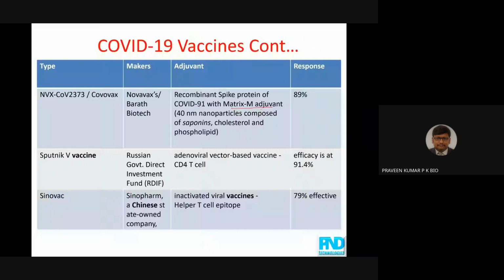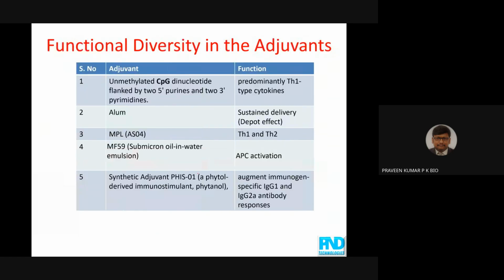What is Matrix-M? It is a 40 nanometer nanoparticle composed of saponins. What are saponins? These are plant-based secondary metabolites. This is a major adjuvant used along with cholesterol and phospholipids. Even our company is selling these kinds of secondary metabolites, saponin. And Sputnik, the Russian vaccine, is using an adenoviral vector as an adjuvant, and Sinovac is an inactivated viral vaccine. So these are adjuvants.